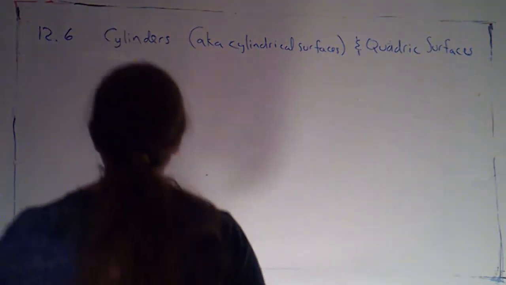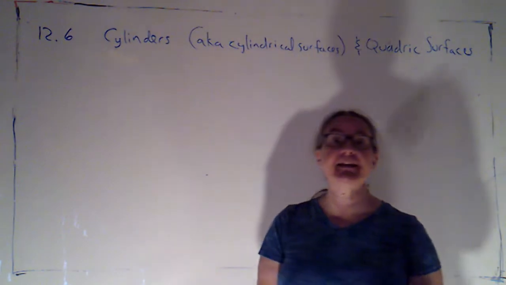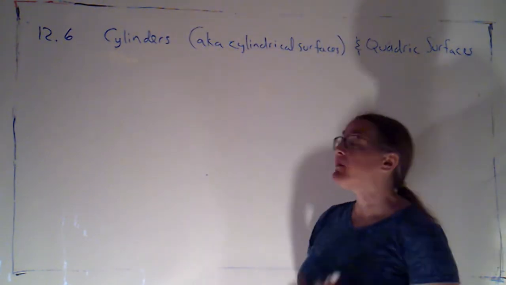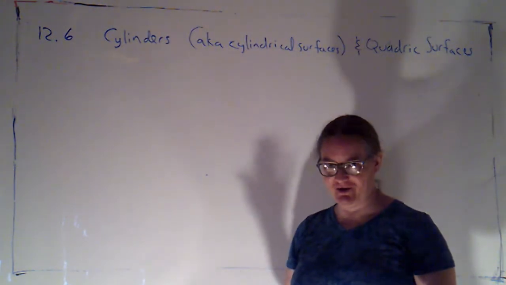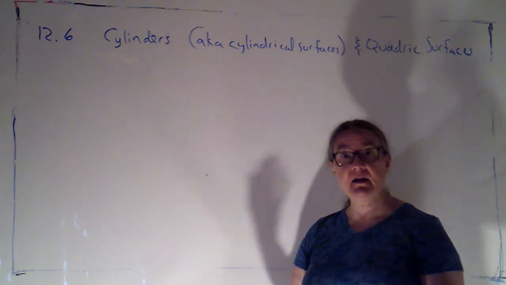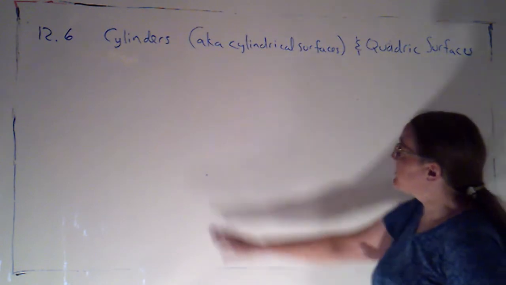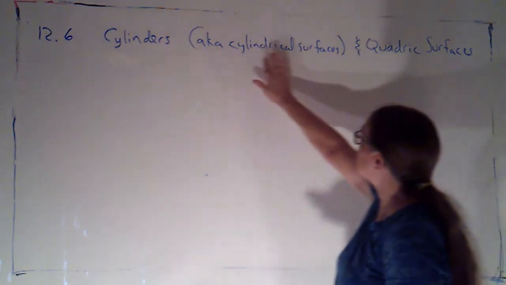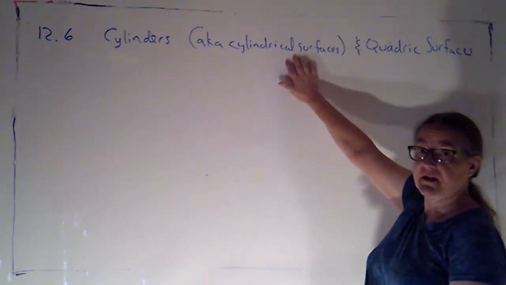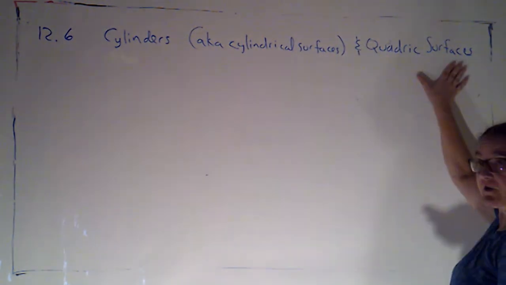Section 12.6 deals with two types of surfaces that we're going to see in 3 space. Remember, a surface is a two-dimensional shape. It would have surface area, but not volume, but it's going to be living in 3 space. The first type of surface is a cylinder, also sometimes called a cylindrical surface. And the second type is quadric surfaces.